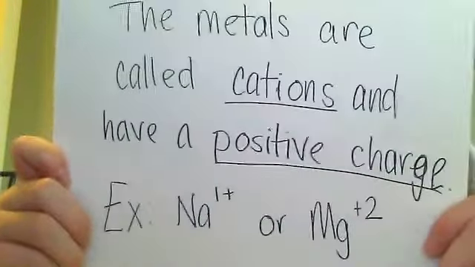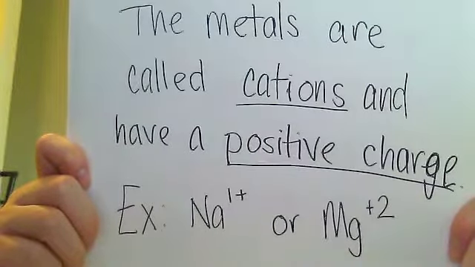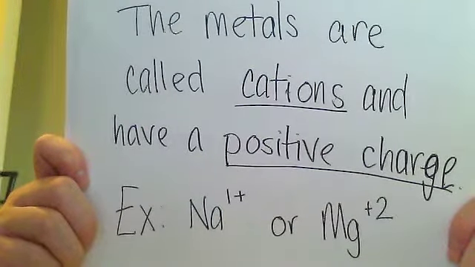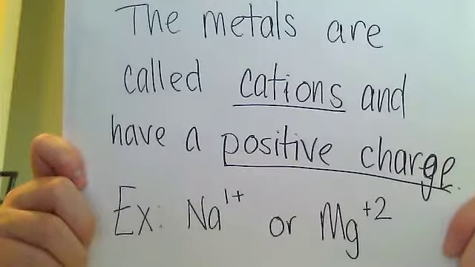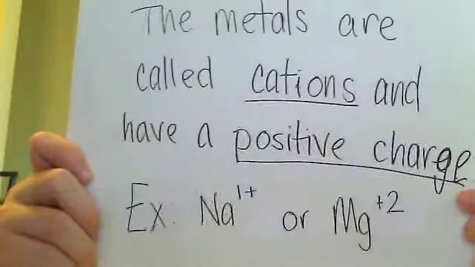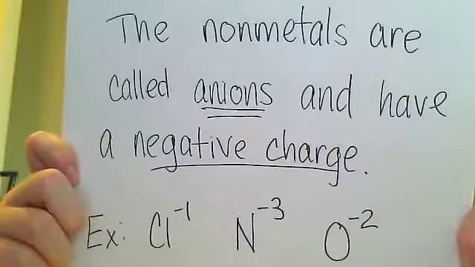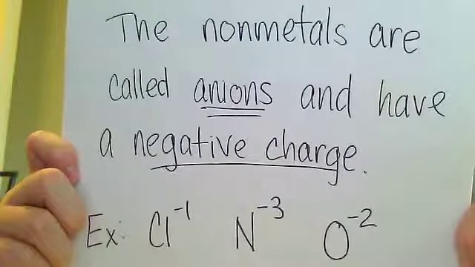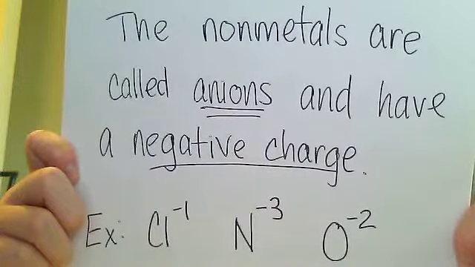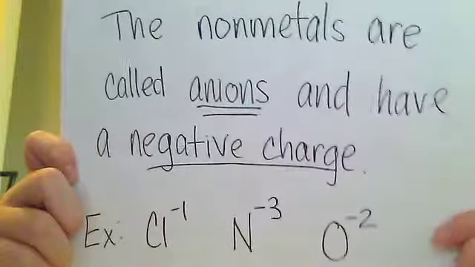The metals are called cations and have a positive charge. An example is sodium, +1, or Mg, +2. The nonmetals are called anions and have a negative charge, an example being chlorine -1, nitrogen -3, or oxygen -2.